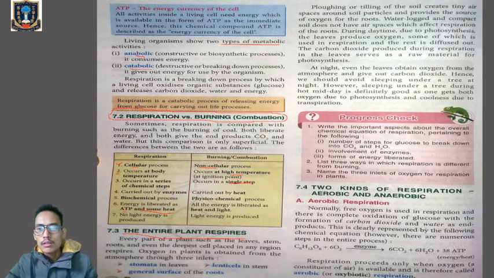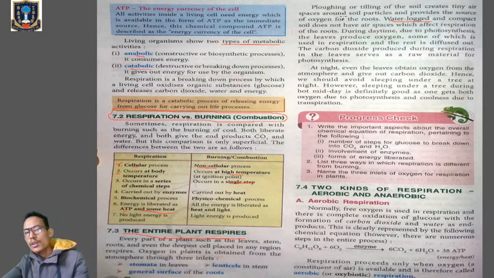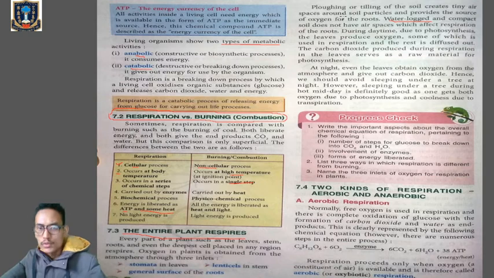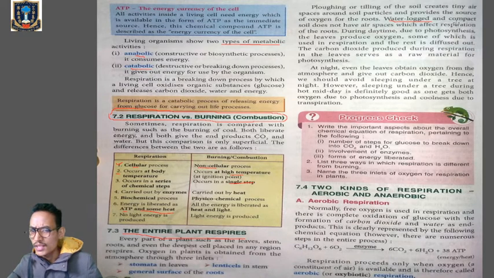Now, waterlogged and compact soil. If waterlogging is there in the soil, or if the soil is very compact, very tight, and there is no air space due to the compactness of the soil, in that case the roots will not be able to perform the process of respiration. They will be devoid of oxygen. Clear? So during ploughing or tilling of the soil, roots are able to absorb oxygen and start the process of respiration. But whenever there is waterlogging, or the soil is very tight or compact, there will be no air spaces, and this will affect the process of respiration.